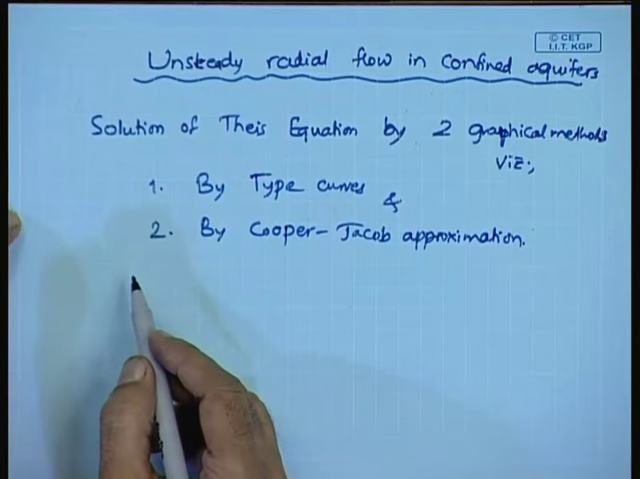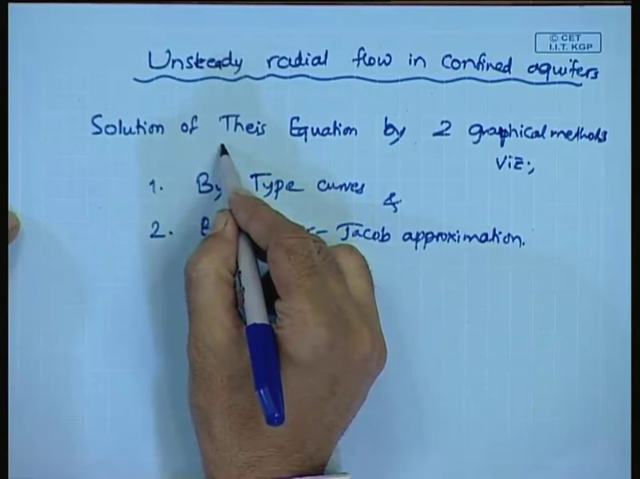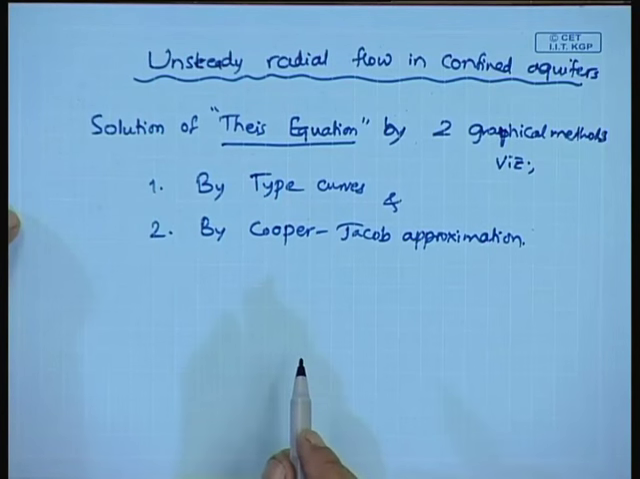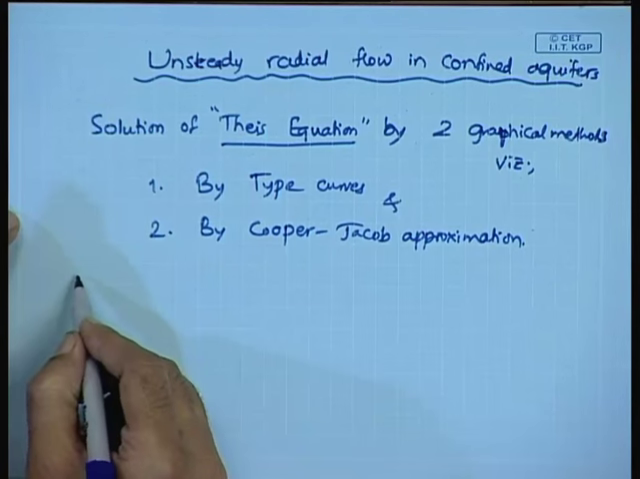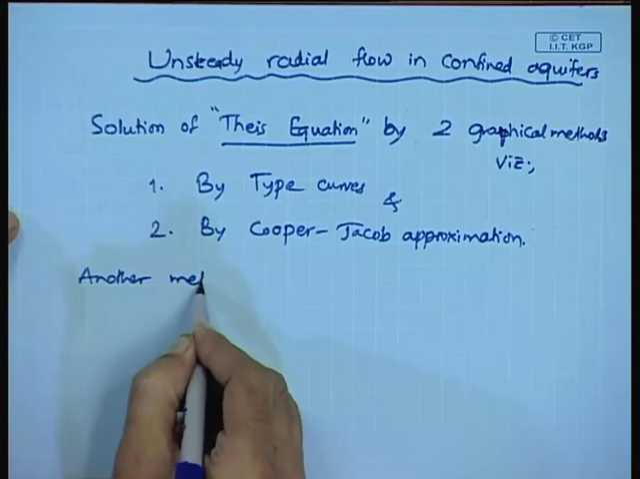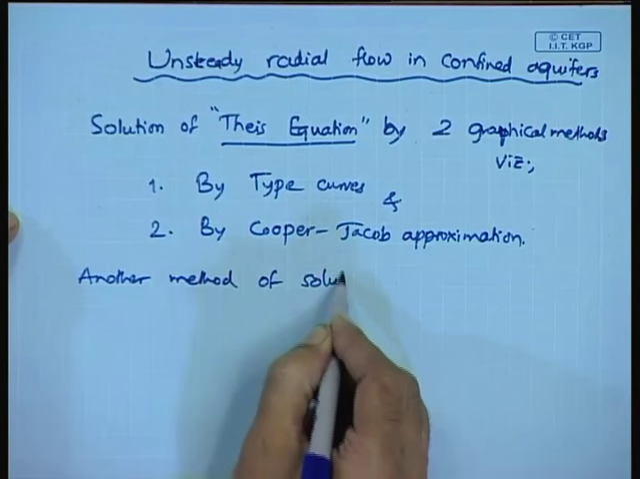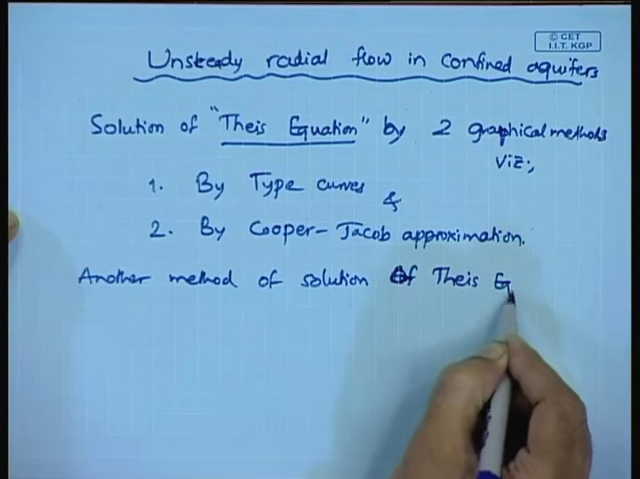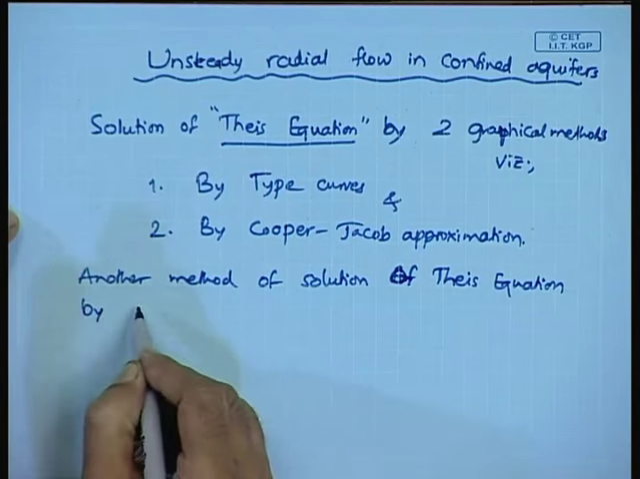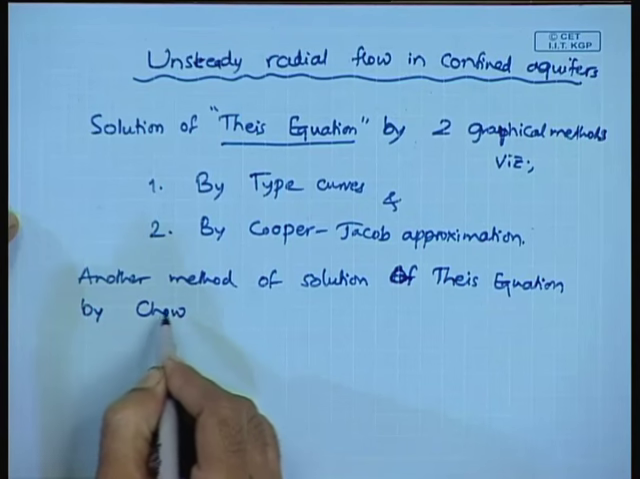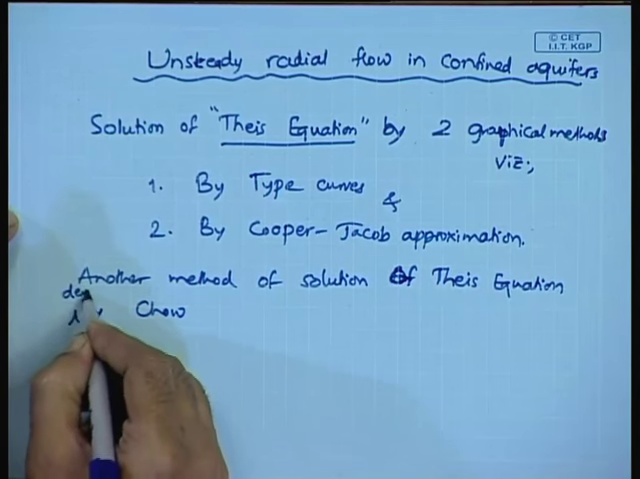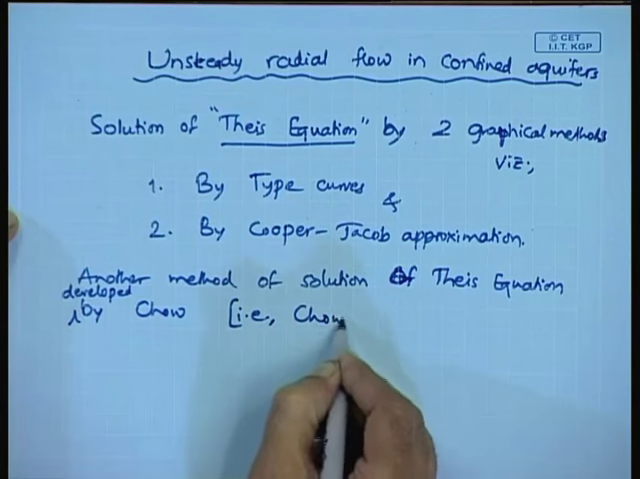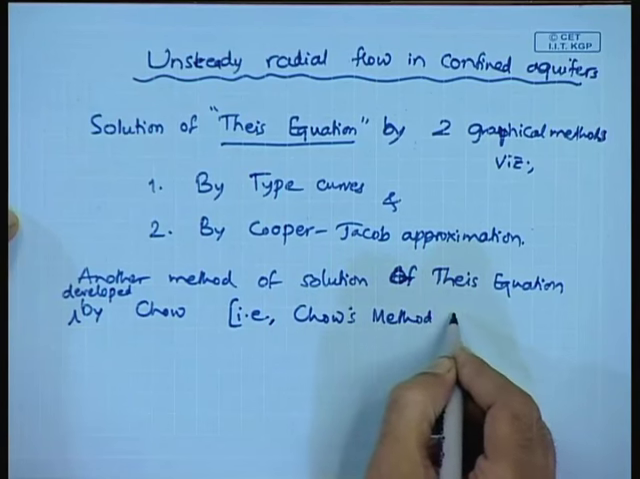And in this lecture we will discuss another method for the solution of the Theis equation, which is used in unsteady radial flow in confined aquifers. That method was developed by Chow, which is why it is known as Chow's method of solution.